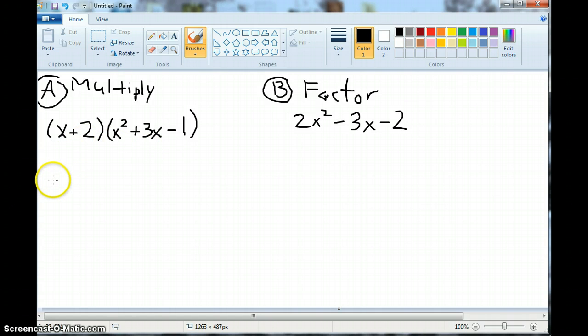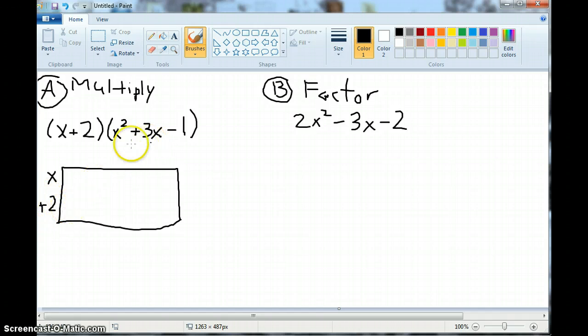And the way that we learned to do it in class, in case you guys forgot, is we're going to go ahead and use the area model. To do that, we just make an area of a rectangle. So on the left, I will put x plus 2. And on the top, I'm going to put x squared plus 3x minus 1.